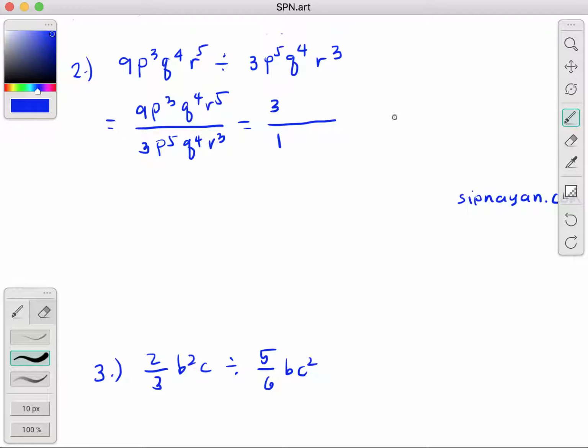Tapos, yung p to the 5th, ang mas maliit pala dito is p cubed. So, meron tayong p cubed dito. Therefore, para tayo makapag-cancel, maglalagay din tayo ng p cubed sa baba.